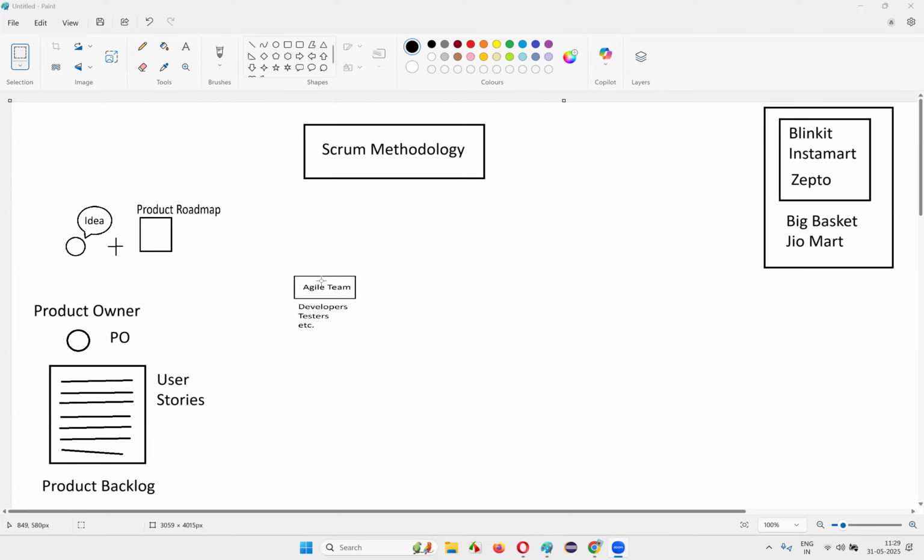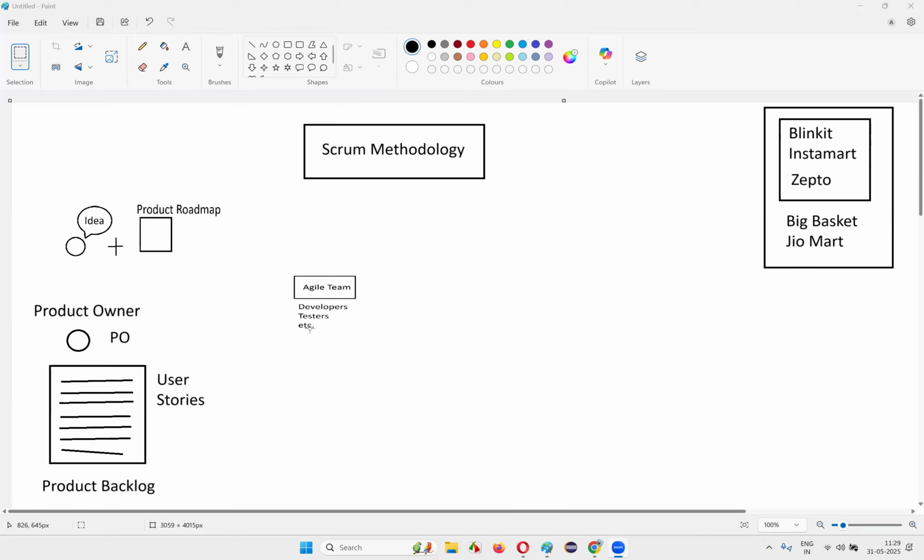Then the Agile team will be there. Some people also call the Agile team the dev team, because there are no particular roles for the Agile team. We are going to work together without any differences, on a single goal. So generally in Agile Scrum projects, we don't call the team developers and testers like in traditional projects. We call them the Agile team.